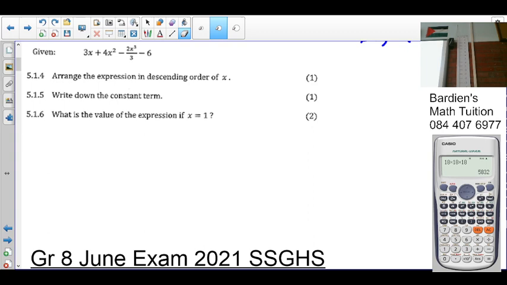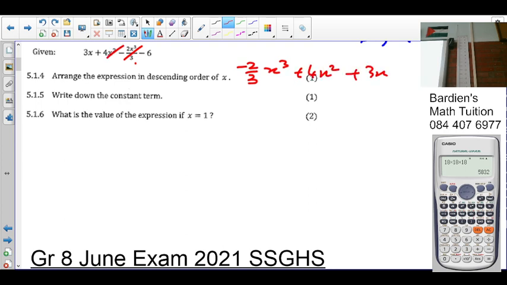Next question. Arrange the expression in descending powers of x. What is descending? Biggest to smallest. The biggest exponent is the third term. So it's negative 2 over 3 x cubed, and then plus 4x squared, and then 3x, and then minus 6. Okay. Write down the constant term. Negative 6. The constant term is the term without the variable.